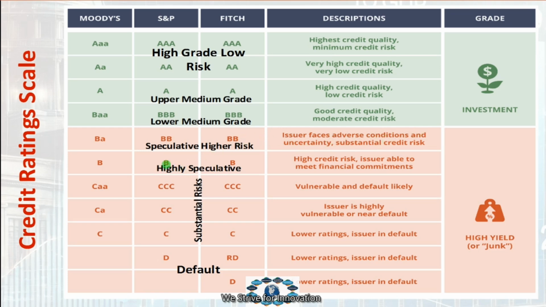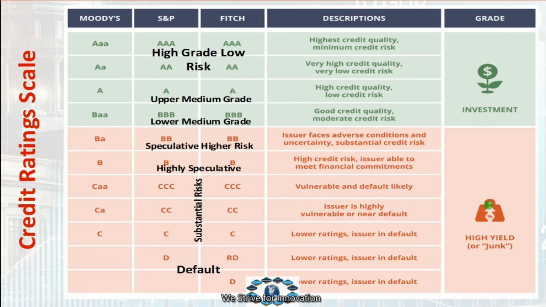And then if you have just B, that's highly speculative, high credit risk. Issuer is able to meet financial commitments. But now we go to substantial risk: anything C, double C, triple C, vulnerable and default likely. And of course, when you come to the worst, which is D, that's a default. Lower rating, issuer in default, and Moody's doesn't rate it, but S&P rates it as D and Fitch rates it as RD.